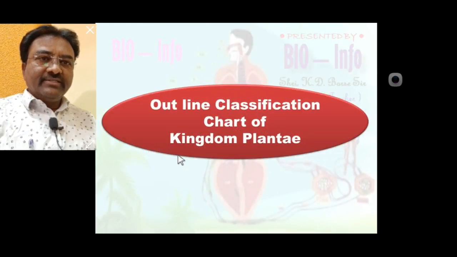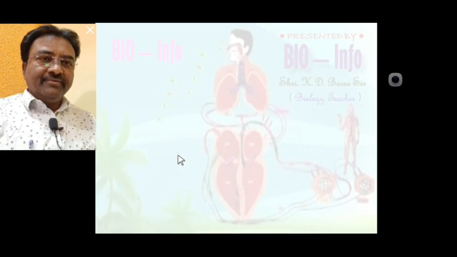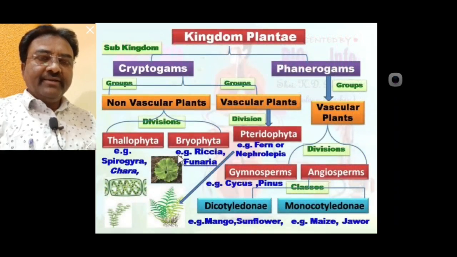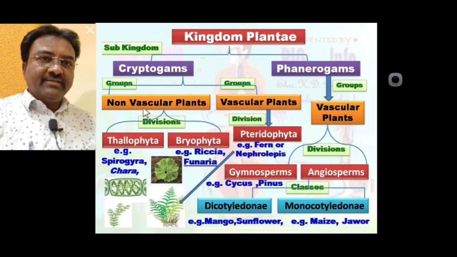Outline classification chart of kingdom Plantae. You know, kingdom Plantae is divided into two subkingdoms, cryptogams and phanerogams. Cryptogam subkingdom is further divided into two groups on the basis of vascular tissue present or absent. Vascular tissue present, vascular plant group. Vascular tissue absent, non-vascular plant group.